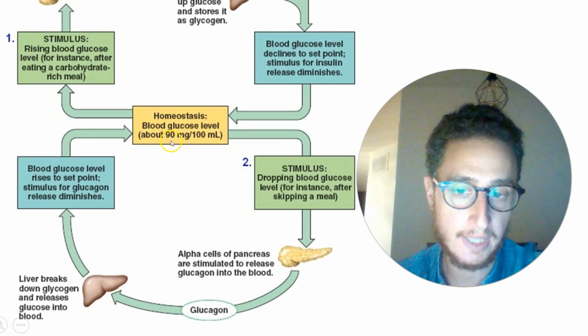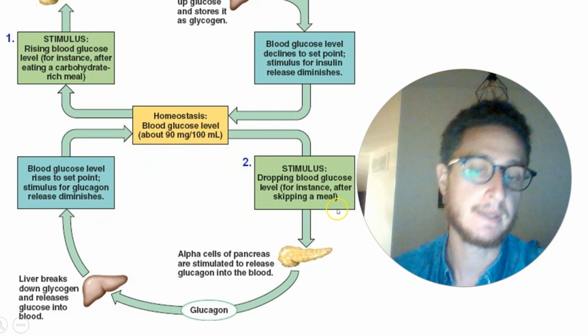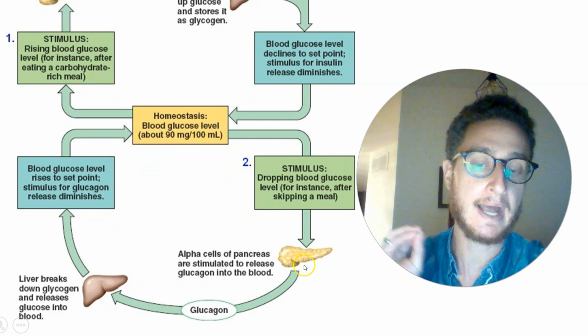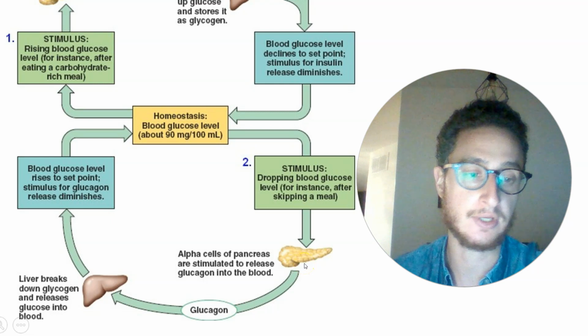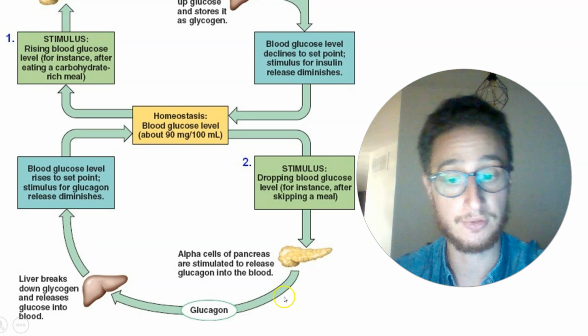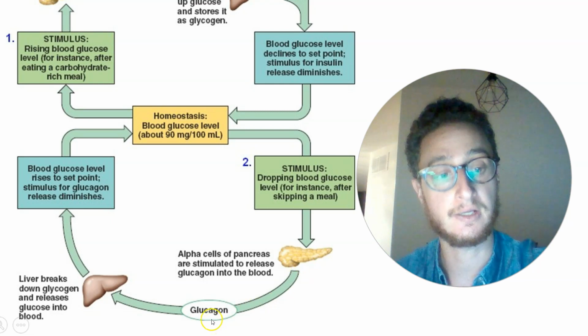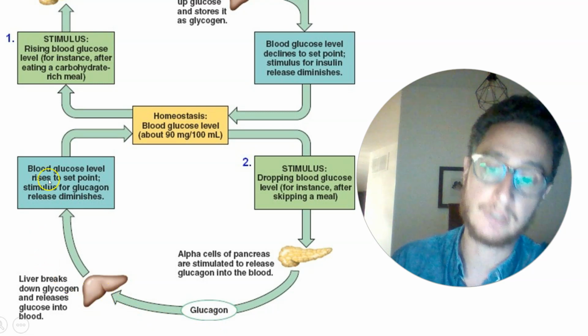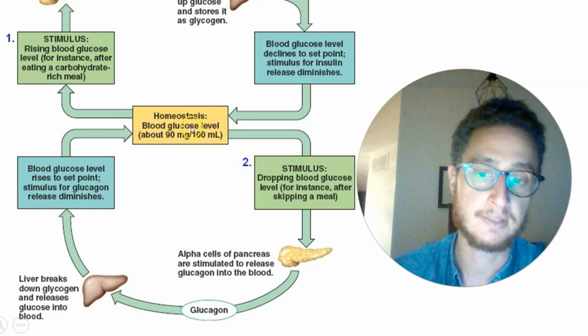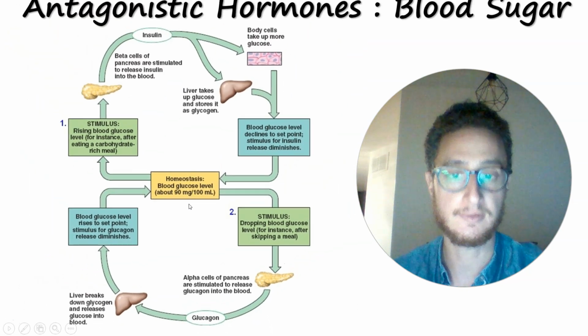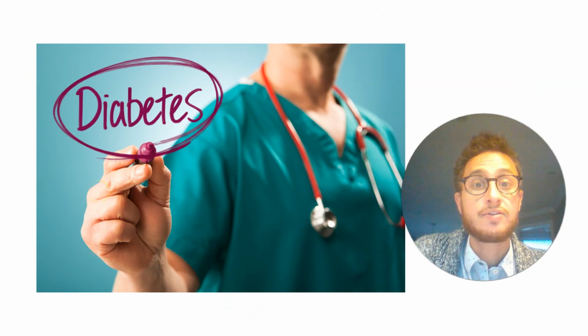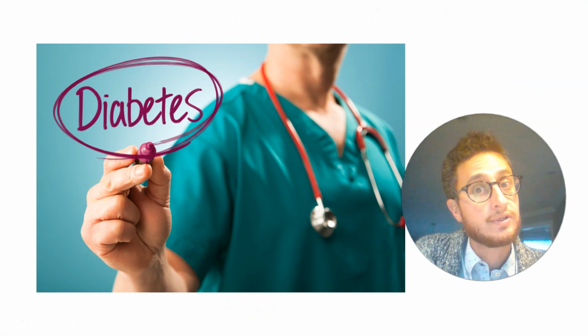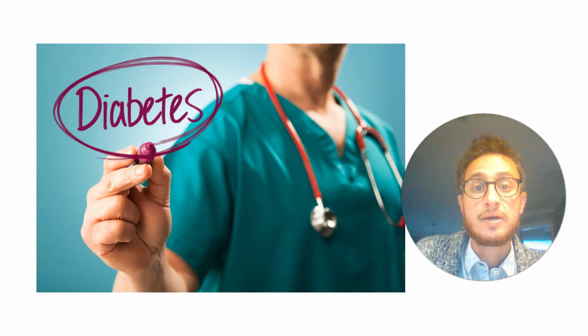So if we go below 90 milligrams per 100 mil, now it's the alpha cells of the pancreas that are going to respond, and they're going to produce glucagon. And glucagon is going to tell the liver to break down that glycogen and release that glucose back into the blood to keep us at our homeostatic levels. And so all this is linked to the very fascinating and highly prevalent disease, diabetes mellitus.